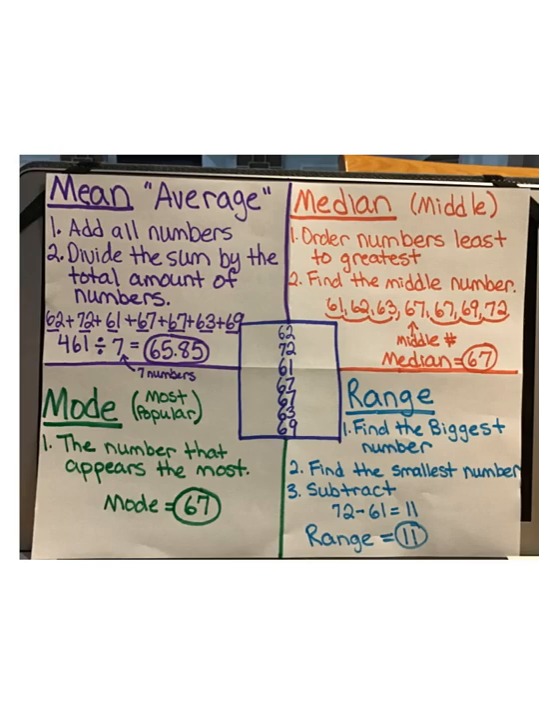These are the notes on mean, median, mode, and range. If you look in the center here, the center has all the data points that we're going to work with. So 62, 72, 61, 67, 67, 63, and 69. I'm going to look at mean first.